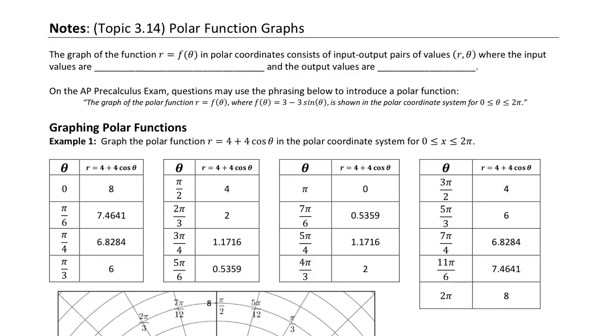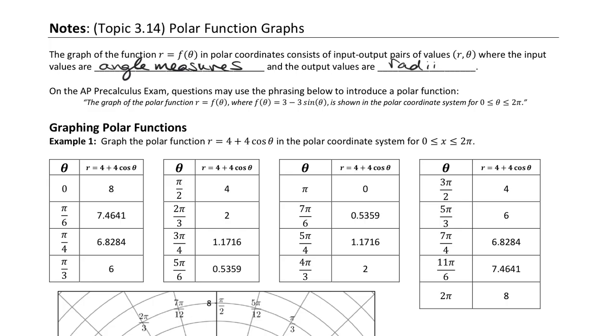What we're going to do today is extend the idea we had from last class of plotting those polar coordinates with r comma theta and create actual functions out of these. The graph of the function r equal to f of theta, where the input is an angle measurement and the output is a radius, in polar coordinates consists of the input-output pairs of values r comma theta, where the input values are angle measures in radians, and the output values are radius lengths, so we're going to call that radii. Radius is made plural by putting two i's at the end of it, like cacti, radii.